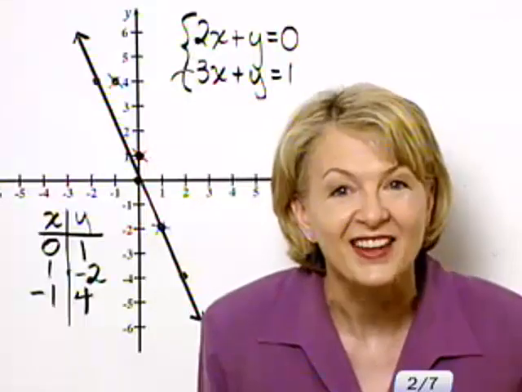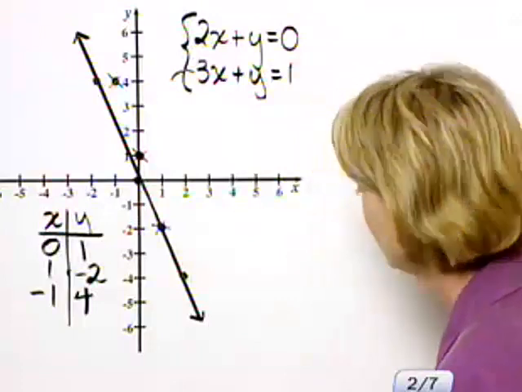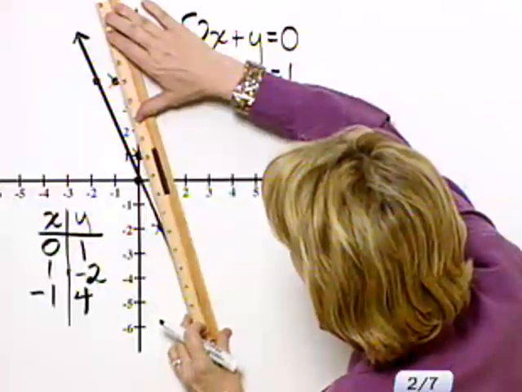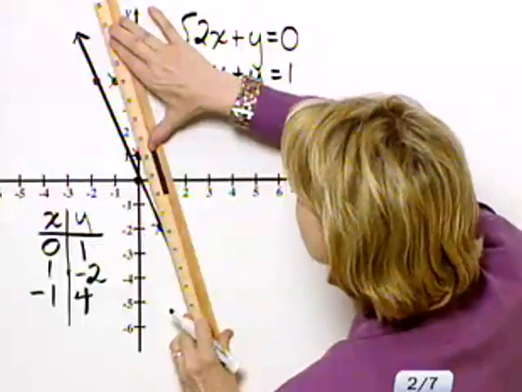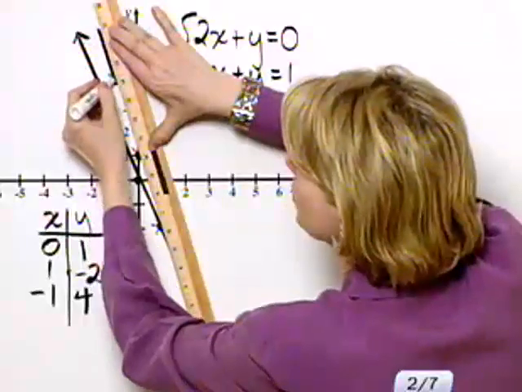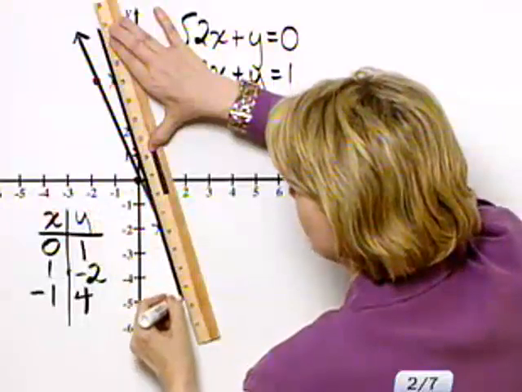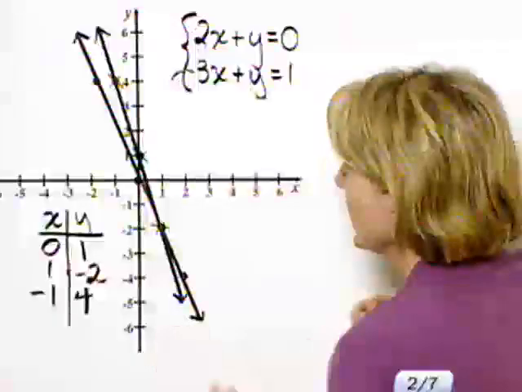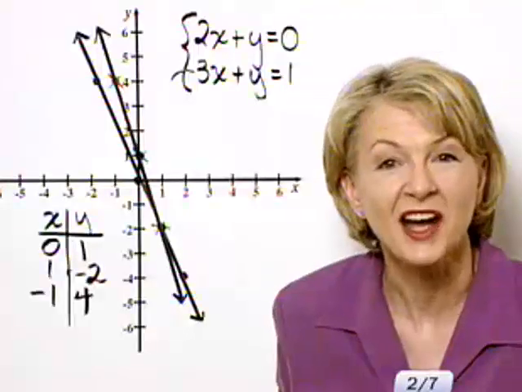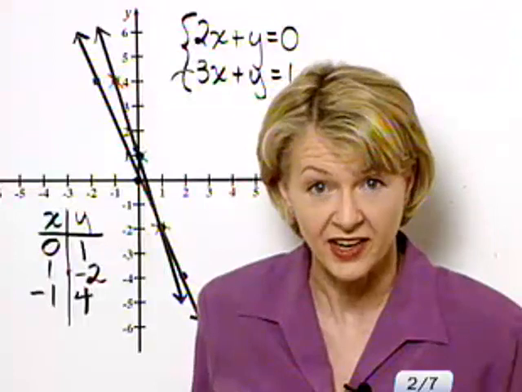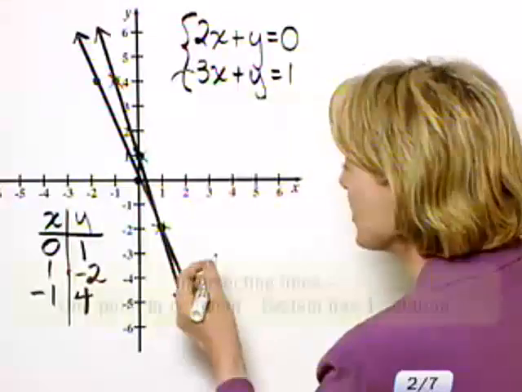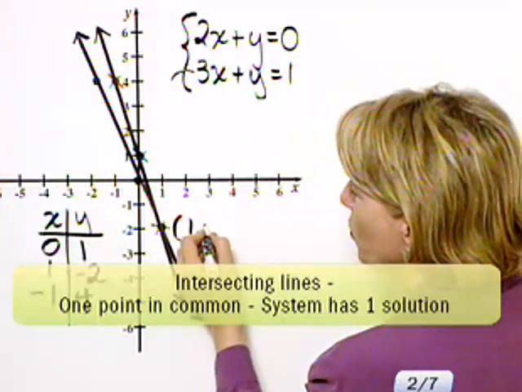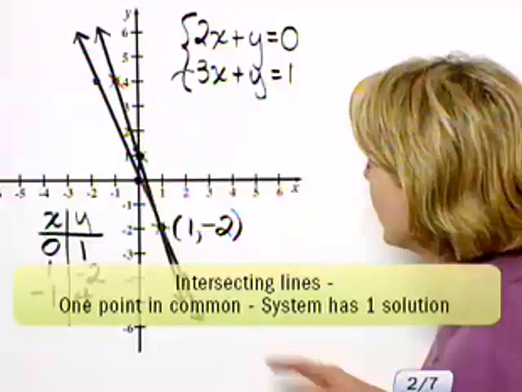Let's draw a line through the 3 points. So here's my straight edge. And now I'll draw a line representing the graph of the second equation in this system. And there we have it. Now we're looking for any points in common. Do these 2 lines intersect? The answer is yes, and they appear to intersect right at this point with coordinates 1, negative 2.